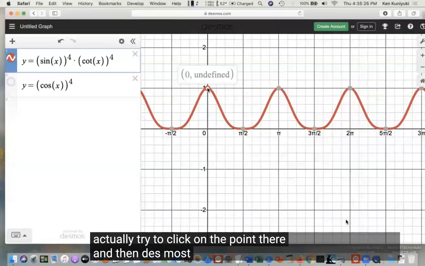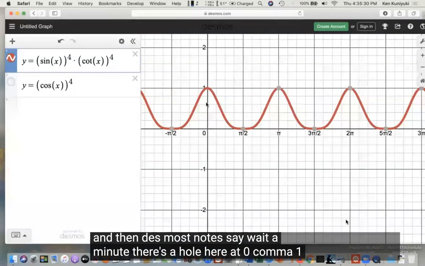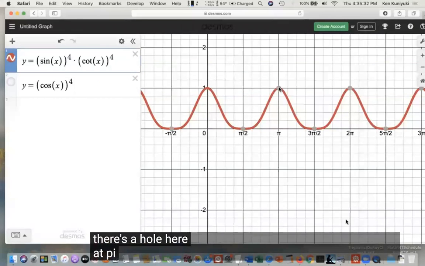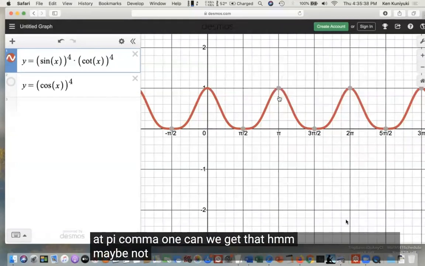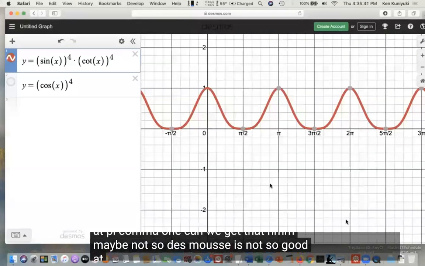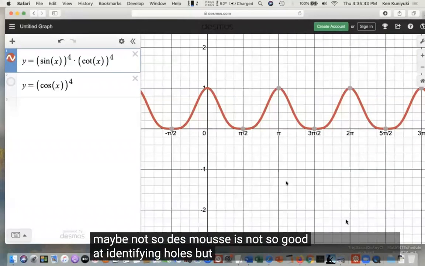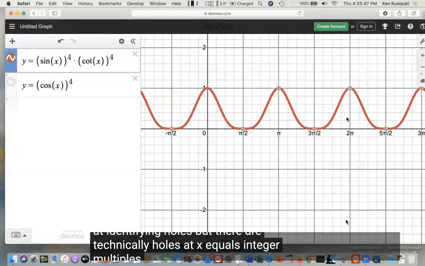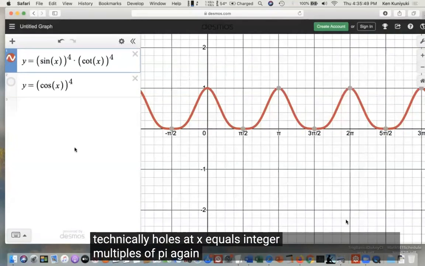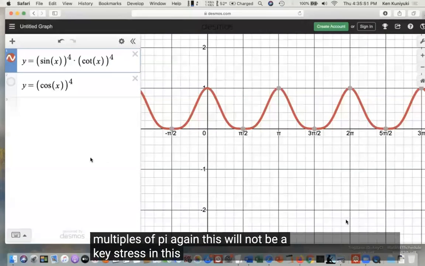And then Desmos notes, hey, wait a minute, there's a hole here at (0, 1). There's a hole here at (pi, 1). Can we get that? Maybe not. So Desmos is not so good at identifying holes. But there are technically holes at x equals integer multiples of pi. Again, this will not be a key stress in this chapter.